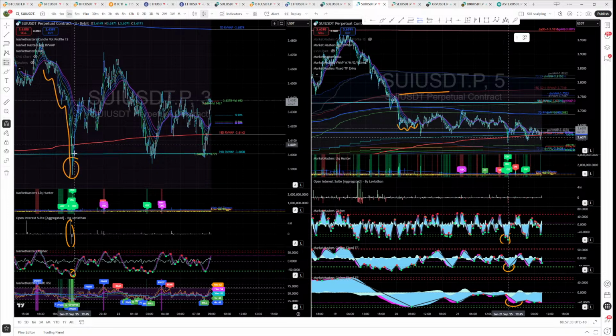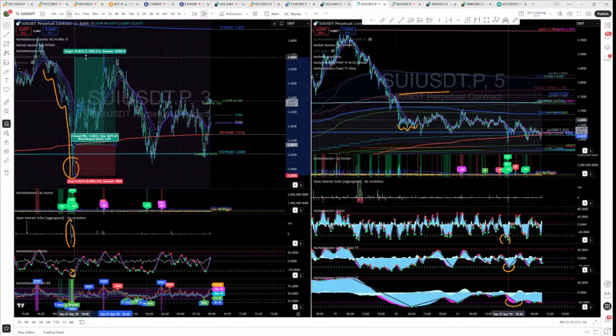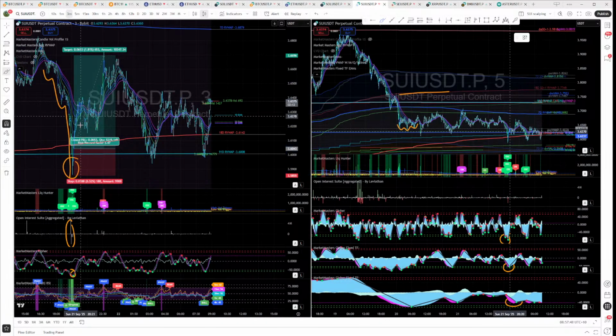Even if you got in late here, you still could have got 3 hours out of that pretty easily, right? So easy 3R would have been a nice trade. I would have chopped out here though. I would have started taking large chunks of my profit here.